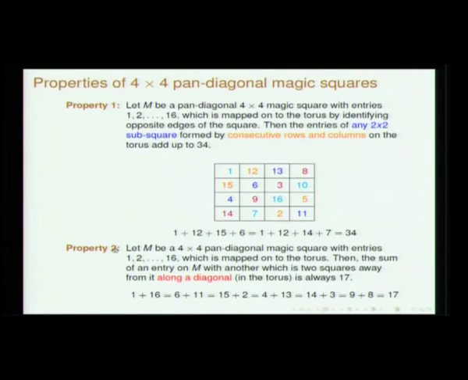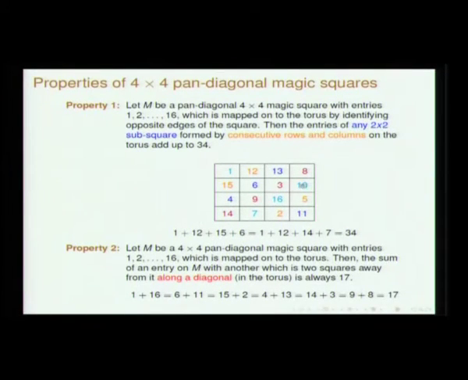The second property is for a 4 by 4 pan-diagonal magic square. If you look at the sum of diagonal elements with one cell left in between, in other words alternate diagonal elements, you look at this: 7 plus 10 is 17, 4 plus 13 is 17, 12 plus 5 is 17, 6 plus 11 is 17. So you have anything of this nature.